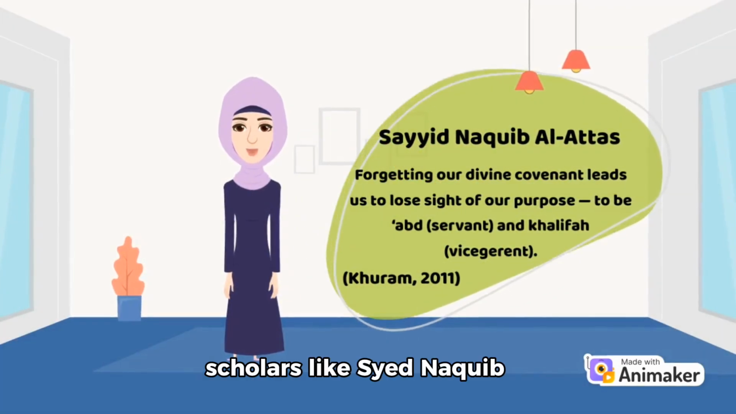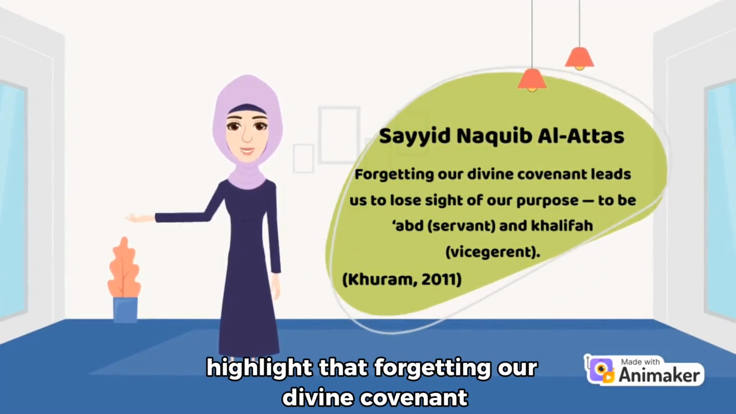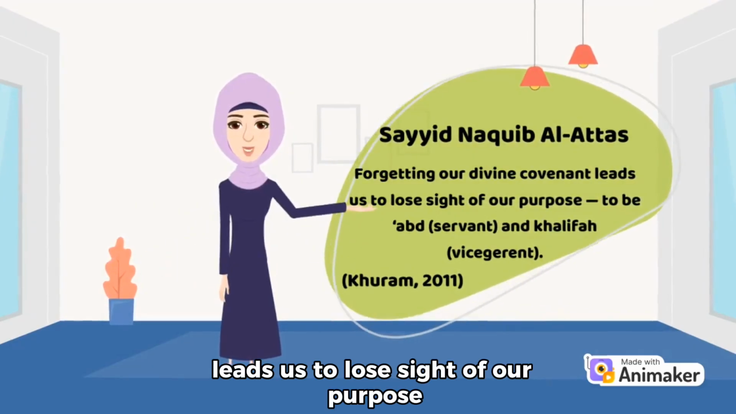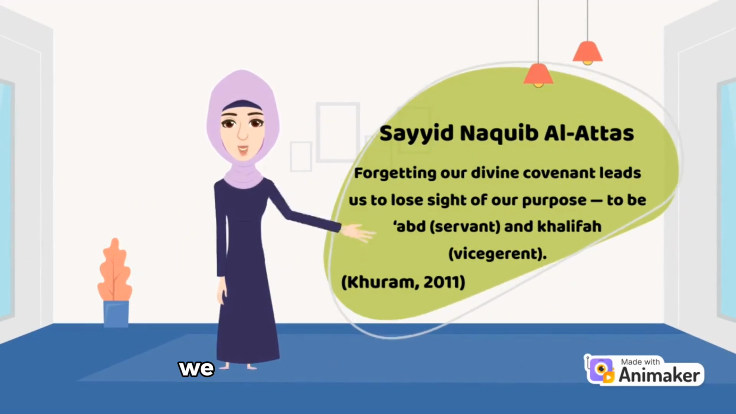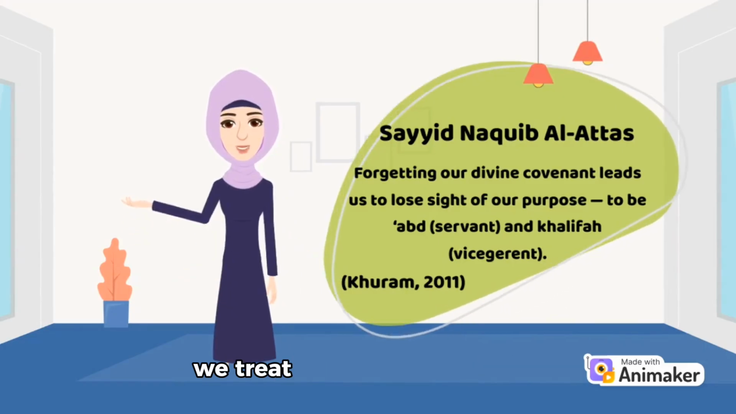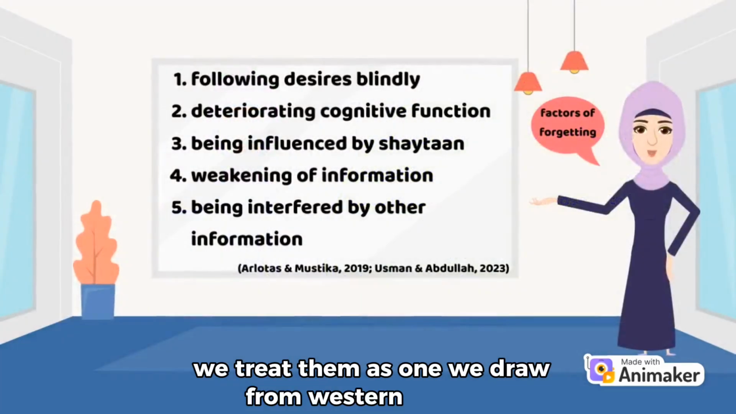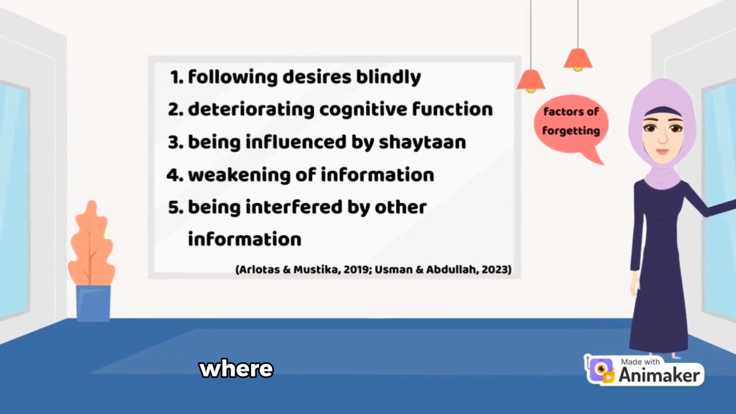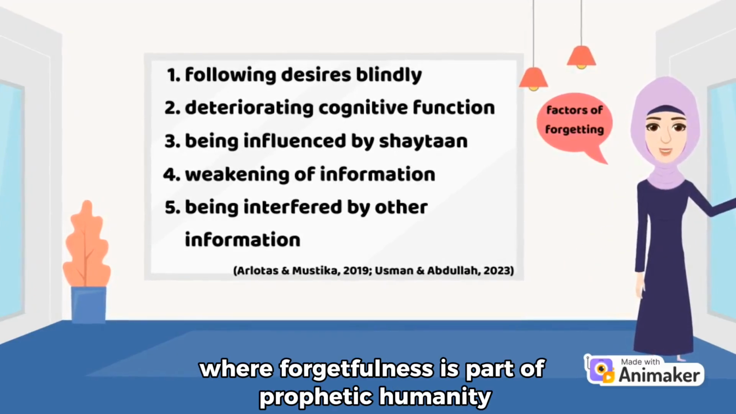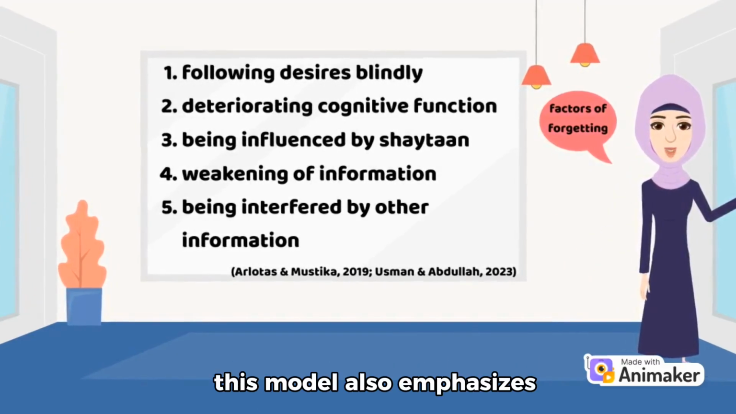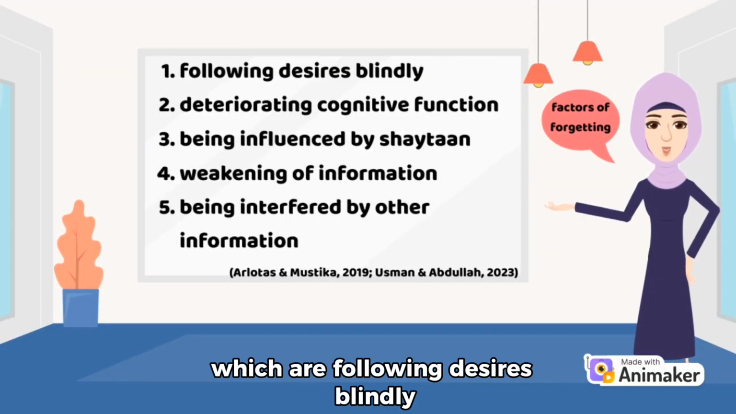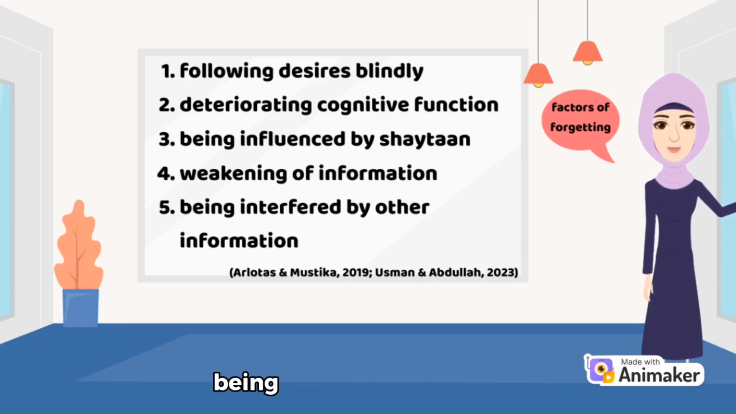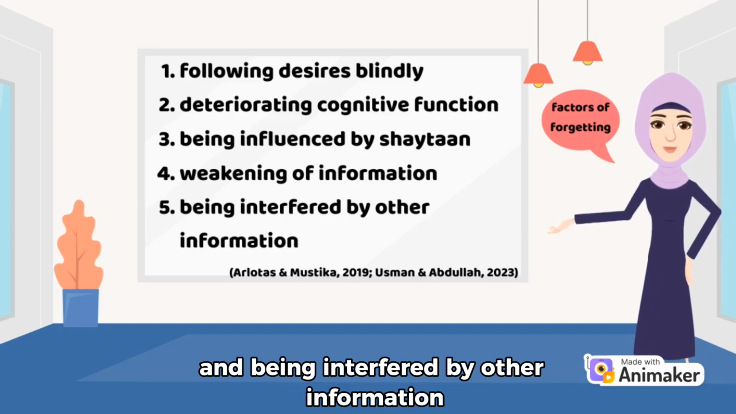Scholars like Sayyid Naquib al-Attas highlight that forgetting our divine covenant leads us to lose sight of our purpose, to be a servant and vicegerent. So, in this model, we don't separate the brain from the soul, we treat them as one. We draw from Western theories and the Sirah of the Prophets, where forgetfulness is part of prophetic humanity. This model also emphasizes the integrated factors of forgetting, which are following desires blindly, deteriorating cognitive ability, being influenced by shaitan, weakening information, and being interfered by other information.